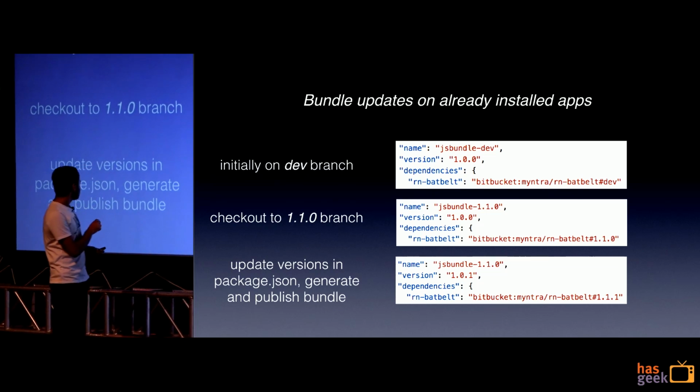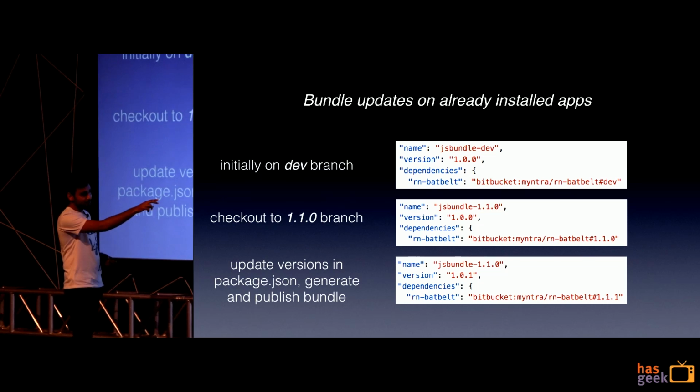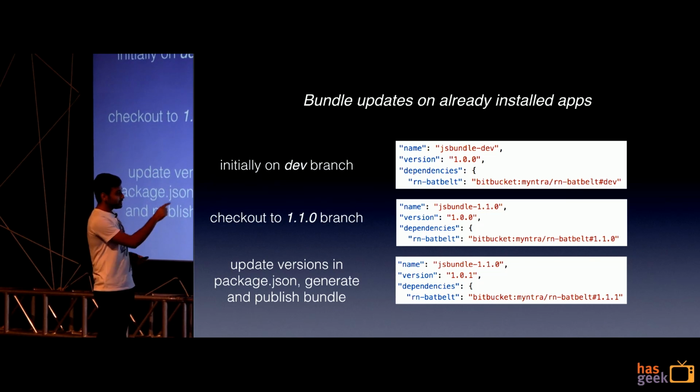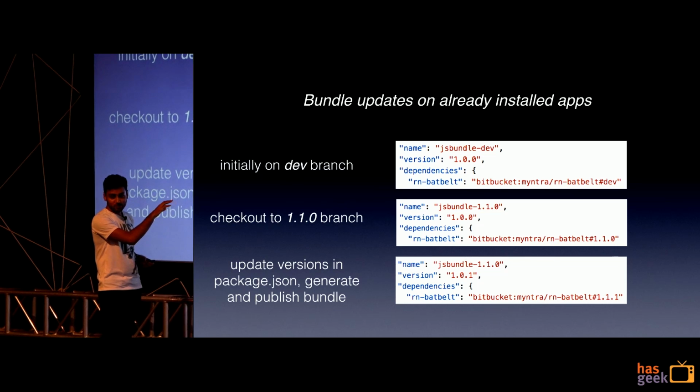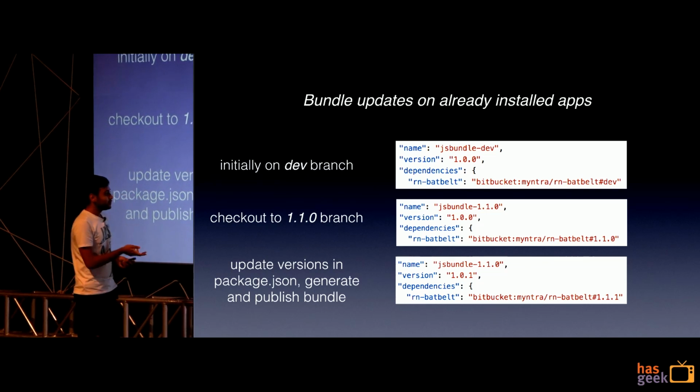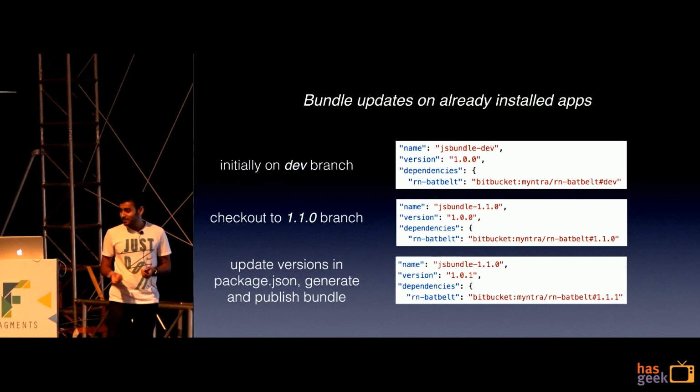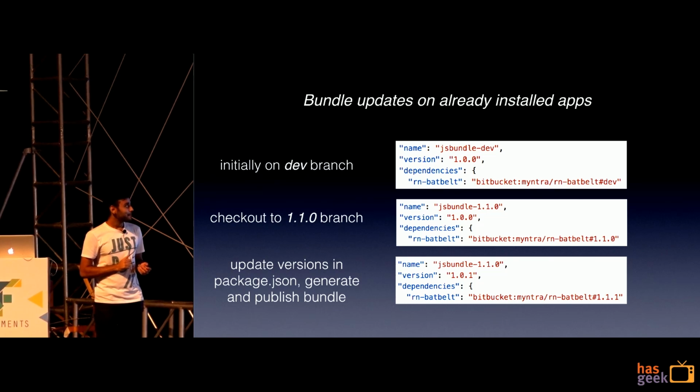So what you did was you updated that dependency of bad build version to 1.1.1, and then you incremented the version of the bundle so that the user can see, okay, there is a new bundle available. You generated this bundle and then you published it. So the next time the user opens the app, it's fixed.